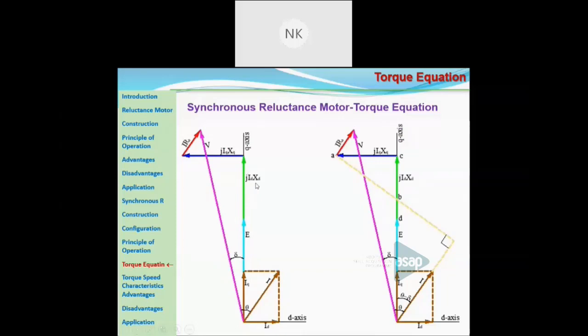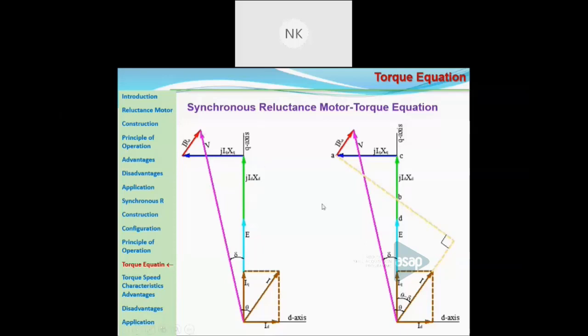Since the reference axis is the D-axis, if you are having a j component, 90 degrees apart, you'll be getting jIDXD. Even though it is IQ, you are having a j component, so you'll be getting 90 degrees apart, you will be getting jIQXQ. So you are having E, jIDXD and jIQXQ, and you are having I into R. That will give you the resultant voltage. This is the resultant voltage V.